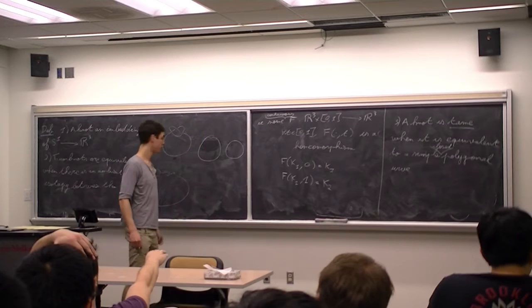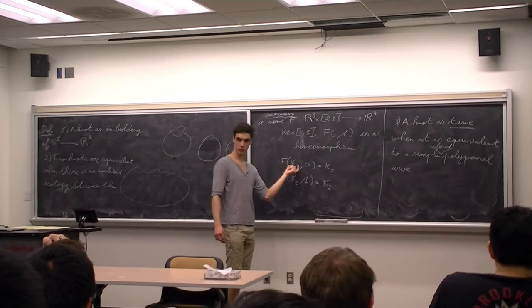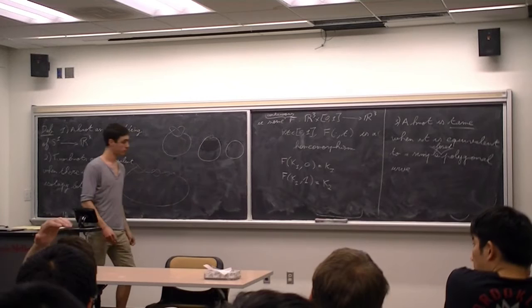So when you say f of K1, 0, are you recomposing? Yeah, okay. This guy is going to be the image that K1 maps to. Oh, you just require the images to. Yeah, just the images. Oh, okay. I guess they're embeddings. Yeah, sorry.